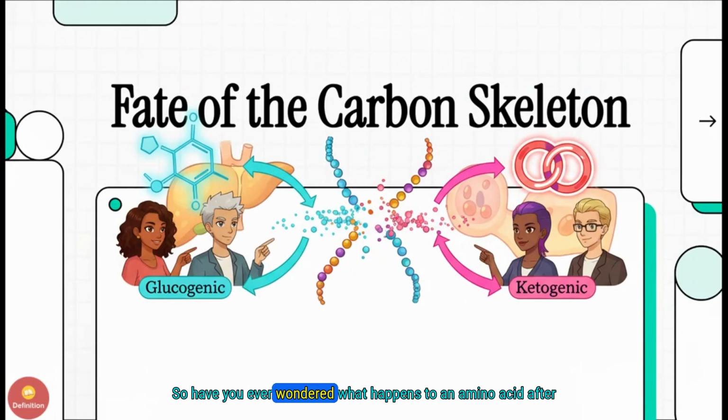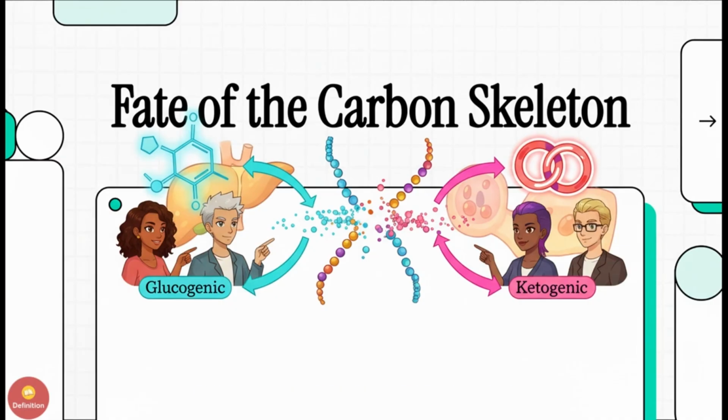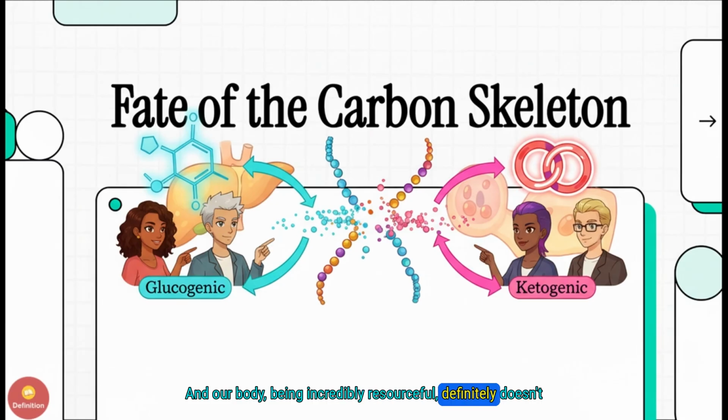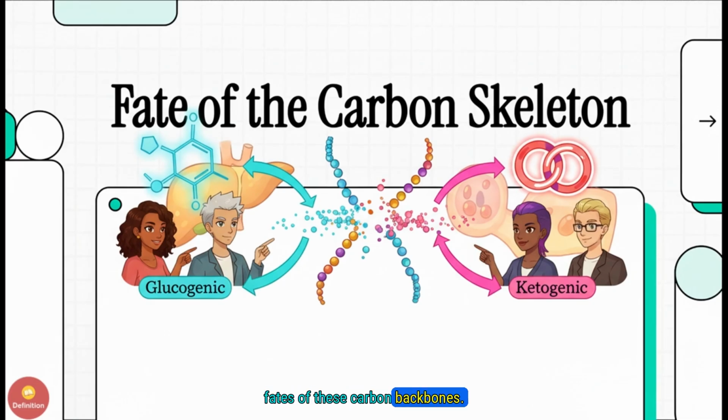So, have you ever wondered what happens to an amino acid after it drops off its nitrogen? Well, it leaves behind this thing called a carbon skeleton, and our body, being incredibly resourceful, definitely doesn't let that go to waste. Today, we're going to dive into the really fascinating metabolic fates of these carbon backbones.